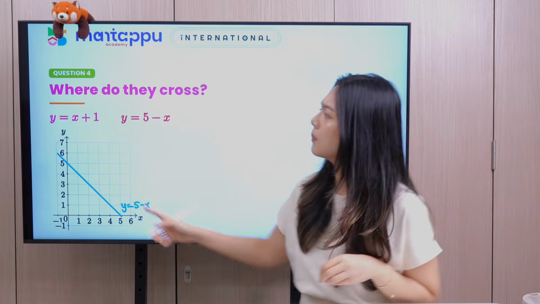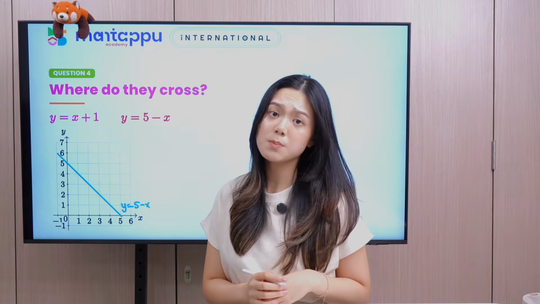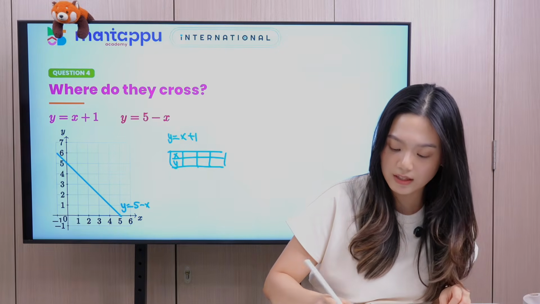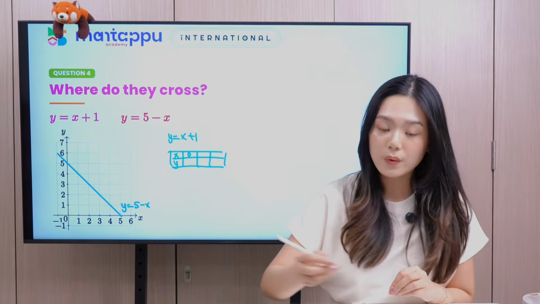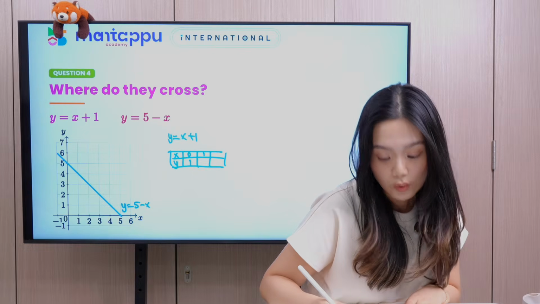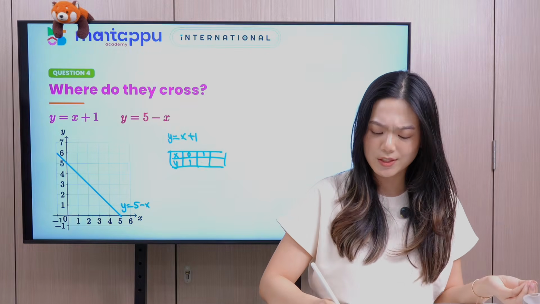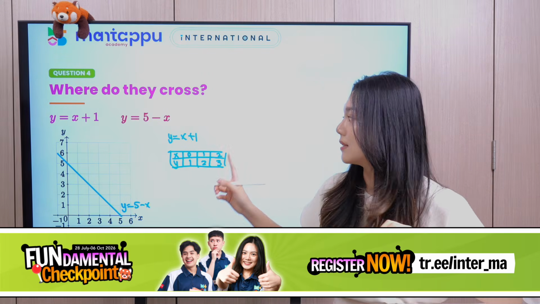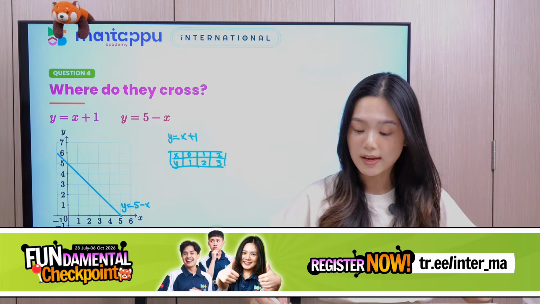Now I still need to plot when y is equal to x plus 1. When y is equal to x plus 1, my table of values, when x is equal to 0, y will be 1. When x is equal to 1, y will be 1 plus 1, which is 2. And when x is equal to 2, my y will be 3. So let's plot this second line, y is equal to x plus 1.